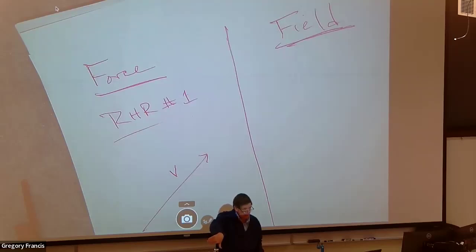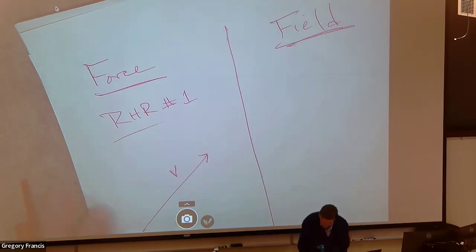That turning of your wrist is going to force your right thumb in the direction of the force on a positive charge or conventional current. Okay. If it's an electron, switch it. So that's right hand rule number 1.